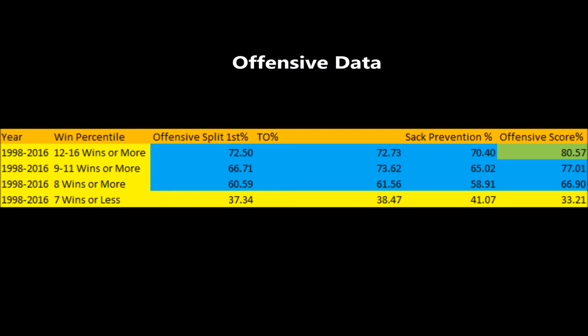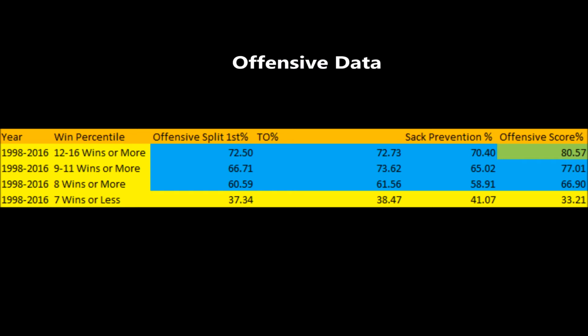So, starting with the offensive data specifically. When it comes to offenses, teams that typically win 12 to 16 wins or more a season from 1998 to 2016 do well in offensive split first down conversion rate, which is something I've talked about a ton in previous videos. Of course, all my matchup videos this week pertain to offensive split first down conversion data. Those have correlations to winning more football games. The better you do in offensive split first down conversion rates, the more football games you win.